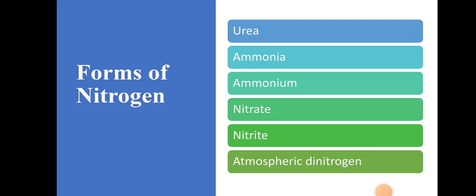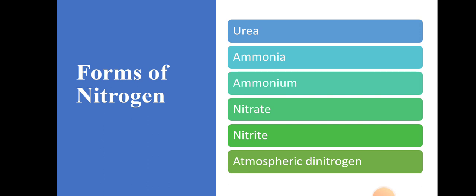There are different forms of nitrogen available in the environment, but the most common form of nitrogen is atmospheric nitrogen, which is also called dinitrogen. The other forms of nitrogen are urea, ammonia, ammonium, nitrate and nitrite. Ammonium usually exists in the state of liquid or solid, but ammonia exists in gaseous form, and nitrate and nitrite are in the oxidized form.